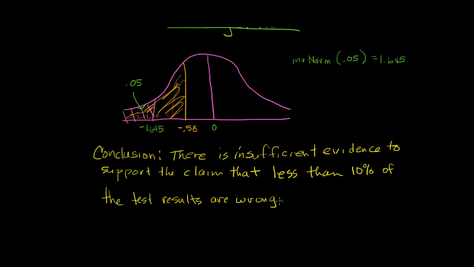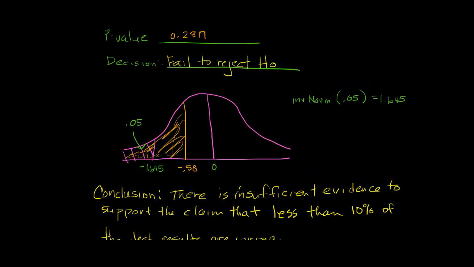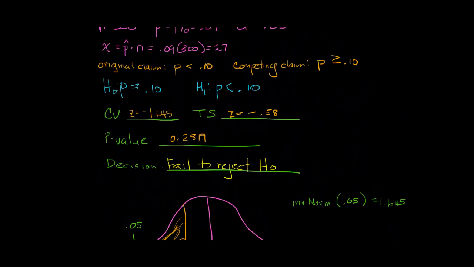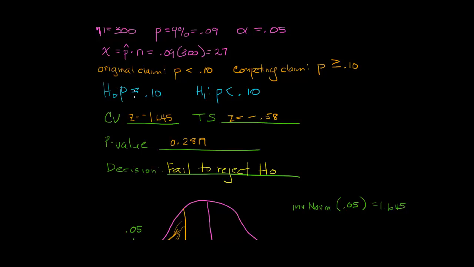Let's think about this. Why are we saying that? There's insufficient evidence to support the claim that less than 10% of the test results are wrong. Well, since the null hypothesis is not associated with the claim, and we failed to reject this, then we really don't have any evidence to support this. They're not representing the same thing. If we cannot reject this, then we don't have evidence to support the original claim. So that's kind of where that wording comes from, the thought process behind it.